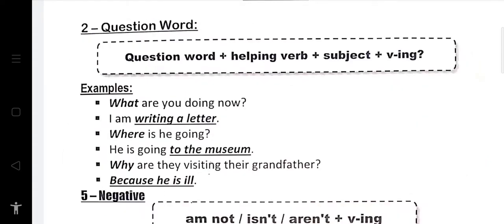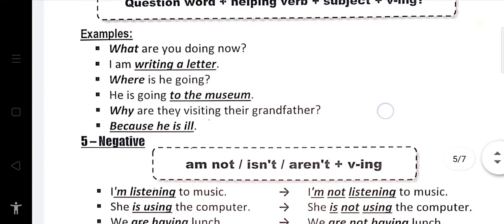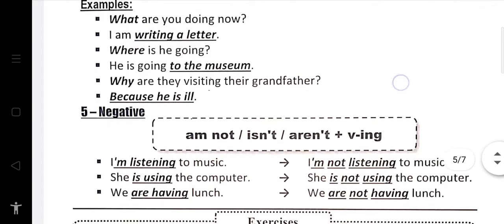And the other kind of question is the question that begins with a question word. Question word plus helping verb plus subject plus verb plus ing, and this is the formation of this kind of questions. Examples: what are you doing now? I'm writing a letter. Where is he going? He is going to the museum. Why are they visiting their grandfather? Because he is ill.